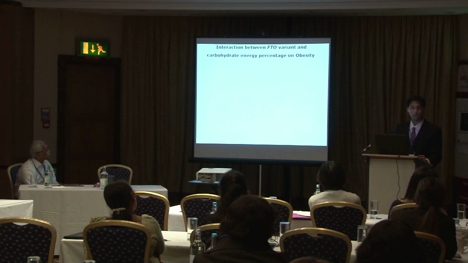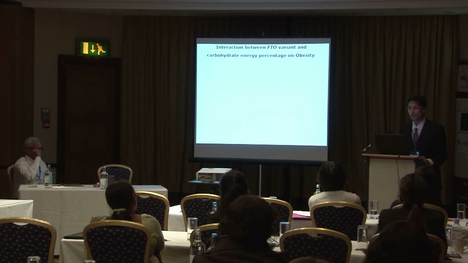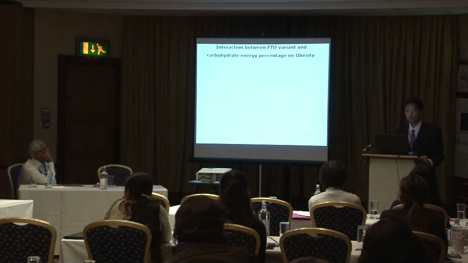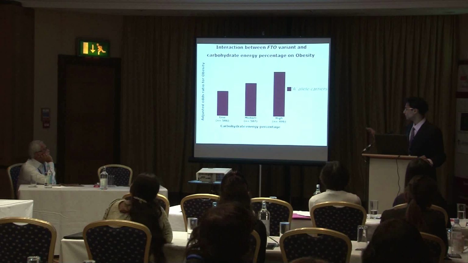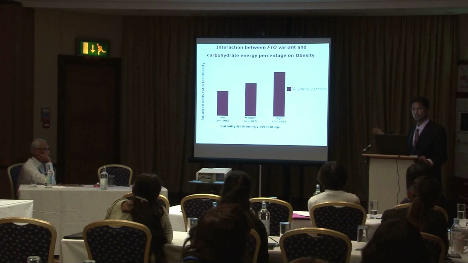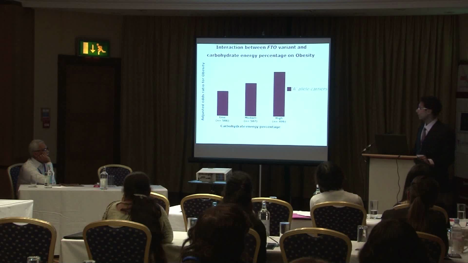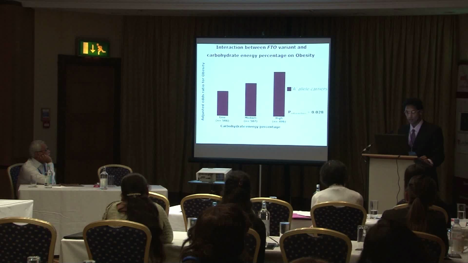Now looking at the results of the interaction, we found a significant interaction between the FTO variant and carbohydrate energy percentage on obesity. In this graph, on the x-axis, you find the carbohydrate energy percentage in tertiles. On the y-axis, you find the odds ratio for obesity. And these bars represent the risk allele of the FTO variant. We found that the overall p-value for interaction was significant.